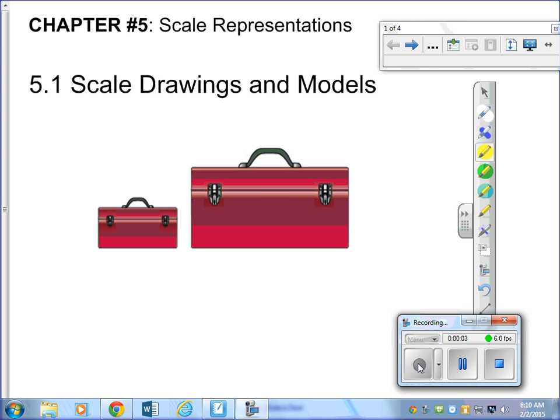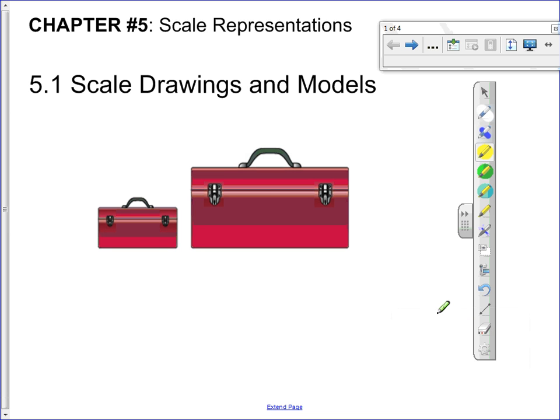In section 5.1 of Workplace and Apprenticeship 20, we are going to look at enlarging and reducing of objects using a scale factor. A lot of this should seem familiar to you. You probably did it back in grade 9 quite a bit. Let's look at the first example here.